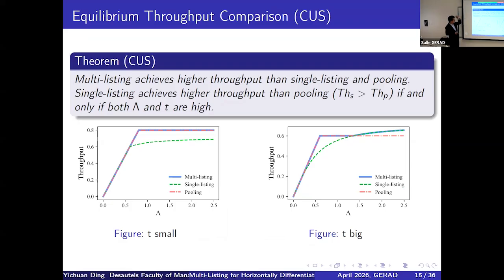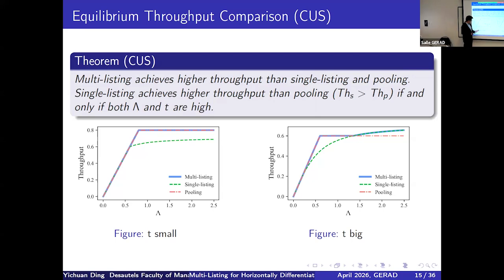rate. We start with the easier case, CUS. CUS is the console upon service completion, as we said. Right, and we can then have these two. This is the theoretical results. We just draw a graph to illustrate the theoretical results, but this is proved, which basically means a takeaway message is the multi-listing is always the best option in terms of maximizing throughput rate. Okay, compare with single listing, compare with pooling.